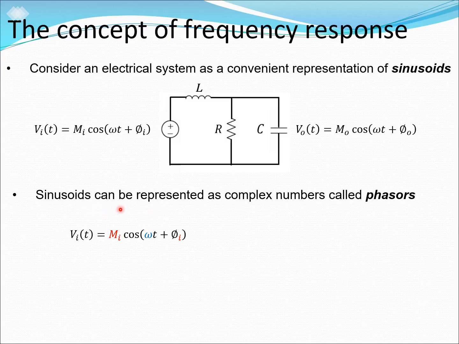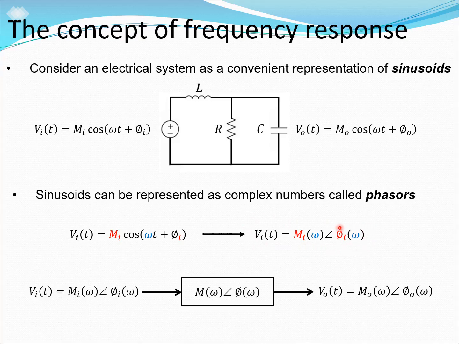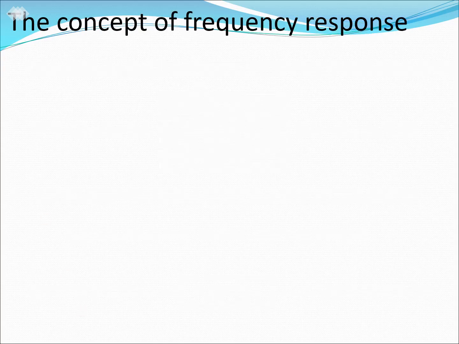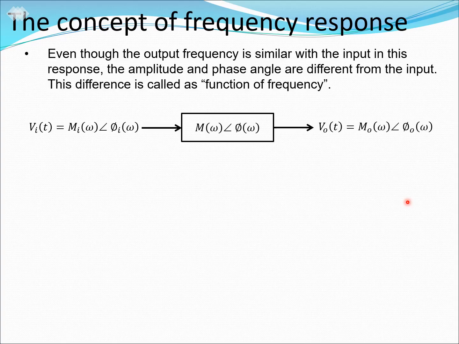The sinusoidal signal can also be represented as a complex number called phasors. This is the normal sinusoid, and we represent it in a complex number called phasors. So the overall system can now be represented in complex numbers, that is, phasors. Even though the output frequency is similar with the input in this response, the amplitude and phase angle are different from the input. This difference is called a function of frequency.